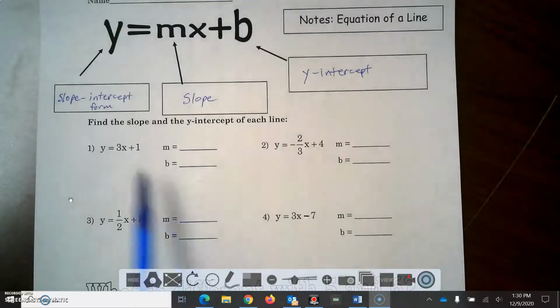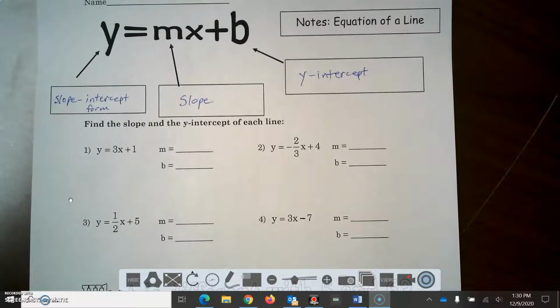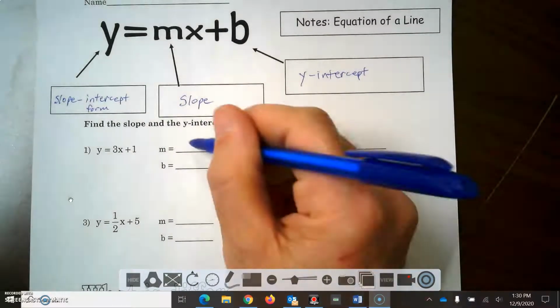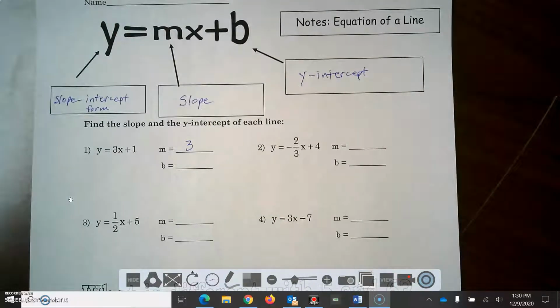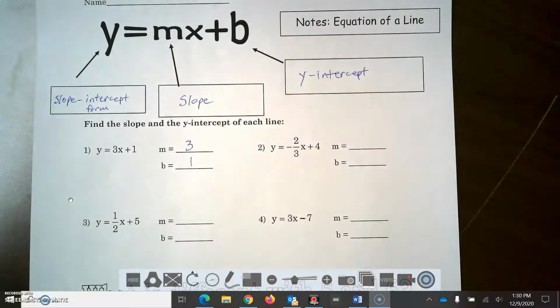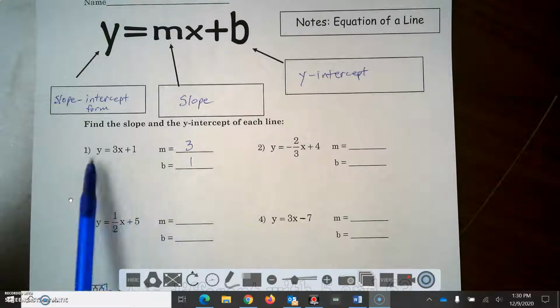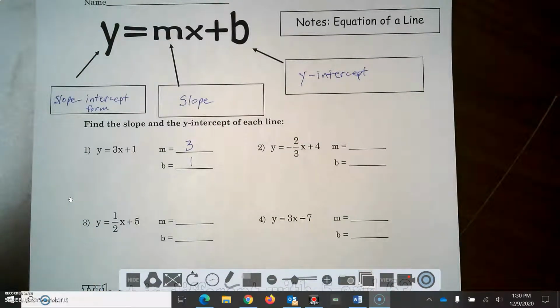Slope is just this number here, the coefficient of x. So in the case of this one, number 1 that is, the slope is 3. The y-intercept is this number out here on the end. That would be a 1. Now what if there was no number there? It just said y equals 3x. What do you think the y-intercept would be? Well, if you thought 0, you would be correct. Sometimes they look like that. I don't think they do on this assignment.